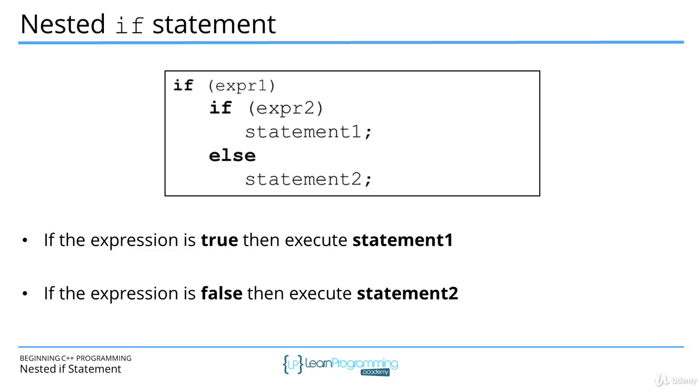Notice the indentation. It becomes even more important now. In this case, we can test multiple complex conditions easily. So we evaluate expression 1, and if it's false, we skip everything. But if it's true, then we test expression 2. And if it's true, we execute statement 1. If it's false, we execute statement 2.